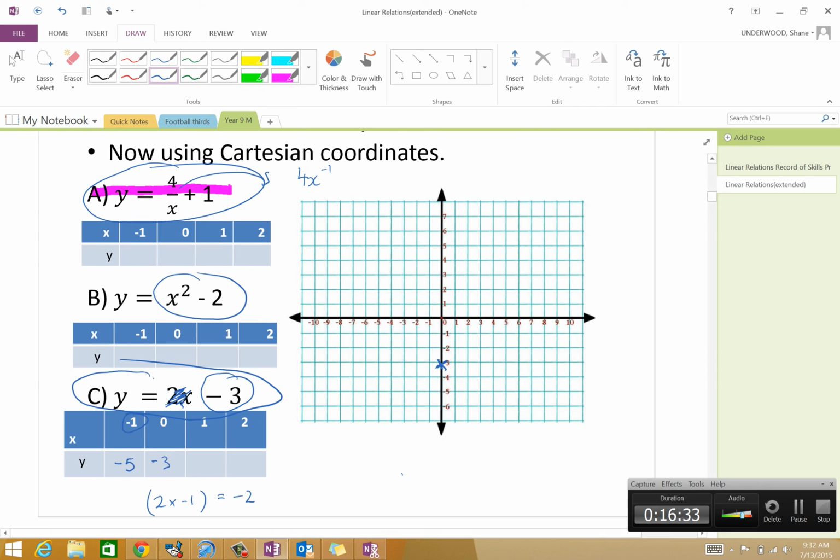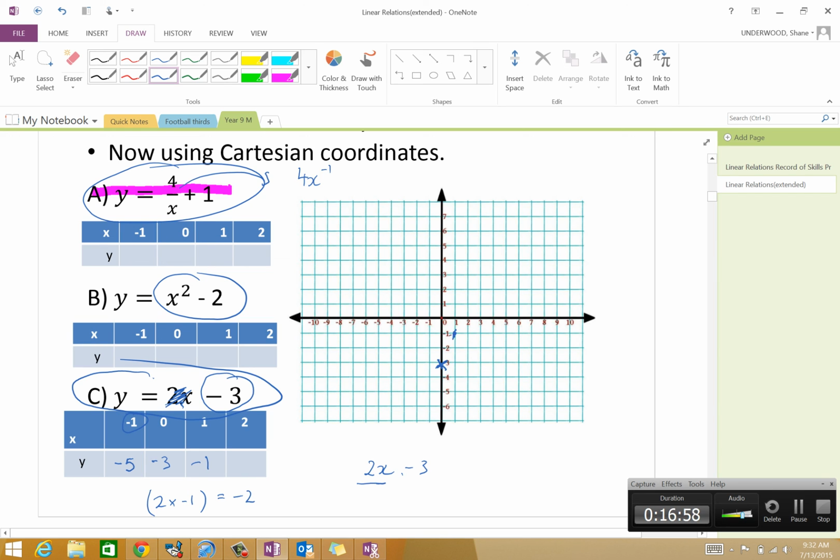Let's have a look at this though. What does this 2x mean, ladies and gentlemen? It means that for every time I go across 1, I go up 2. That's the amazing thing. Okay? So when x is 1, that's -1.